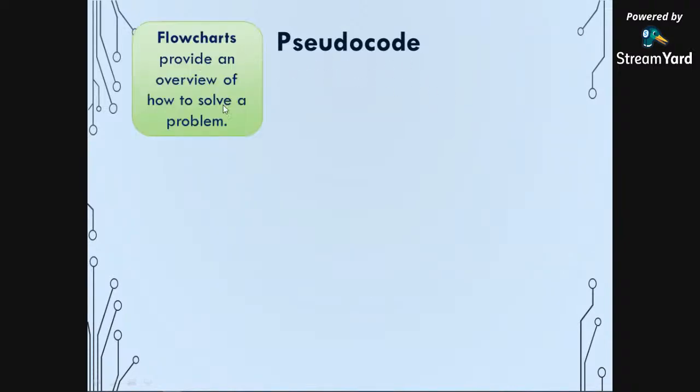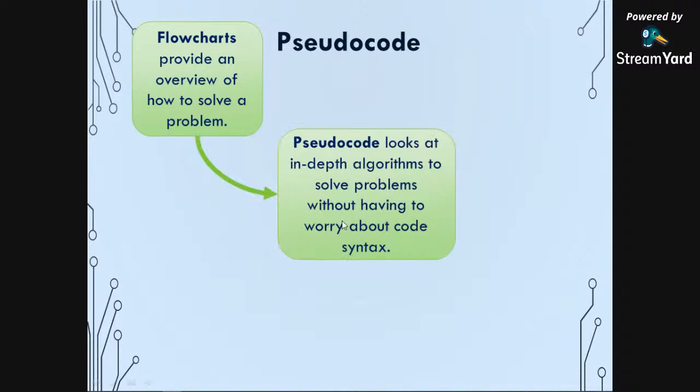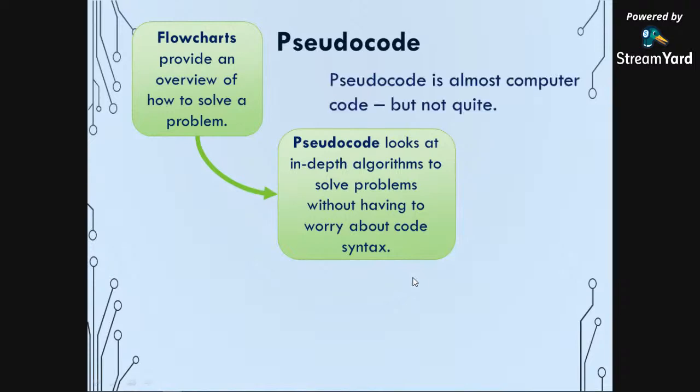I wanted to go into the idea of pseudocode now, because we've talked a bit about flowcharts, but pseudocode is another thing that the exam board want you to know about. Now a flowchart provides an overview of how to solve a problem, whereas pseudocode looks at your in-depth algorithms to solve your problems without having to worry about code syntax. It's almost computer code, but it's not quite.